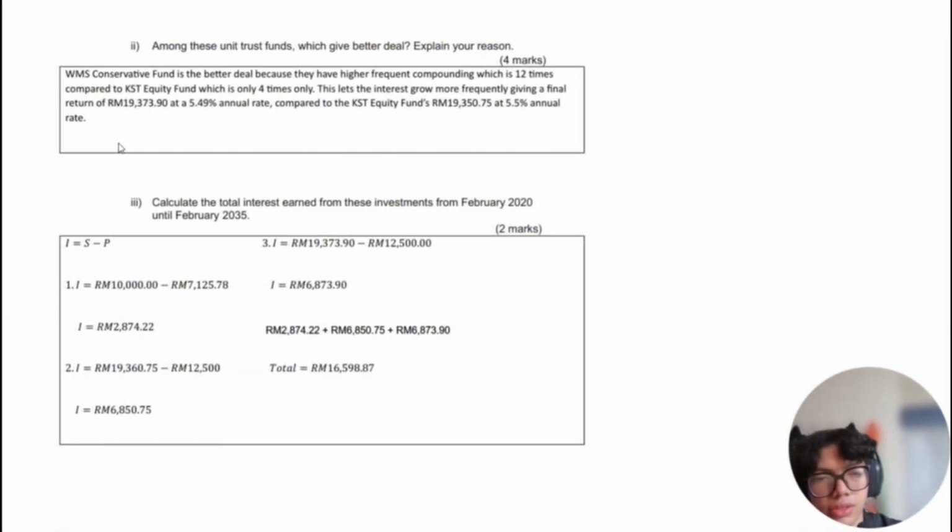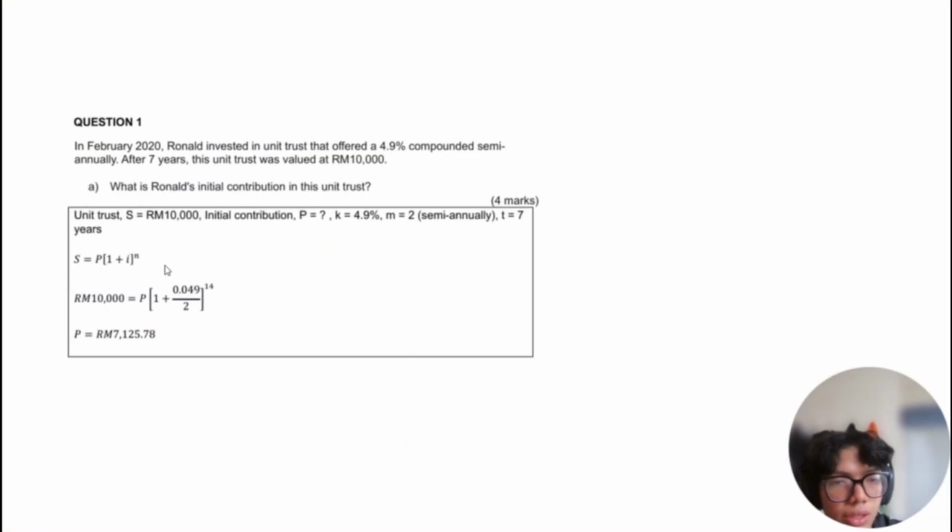Next, I'm going to answer question number 3. Calculate the total interest earned from this investment from February 2020 until February 2025. First, you need to find the keyword for this question. It is interest. Then you must find the formula for interest. It is I equals S minus P. To find S minus P, you can find from question number 1. S is here, 10,000, and the P is here.